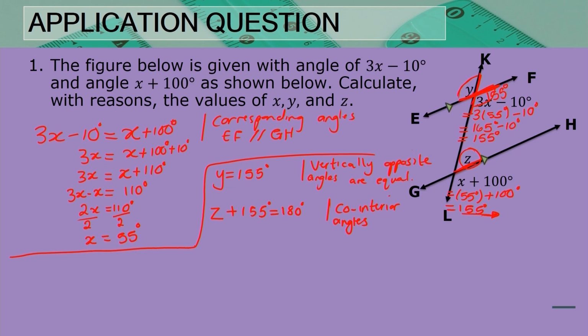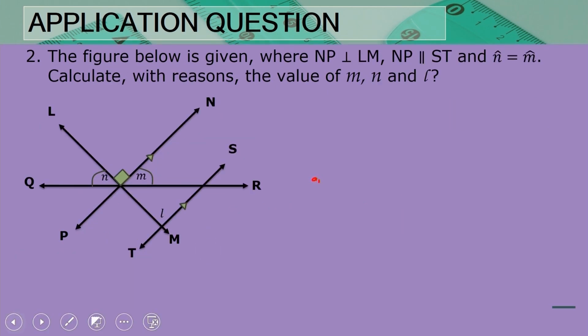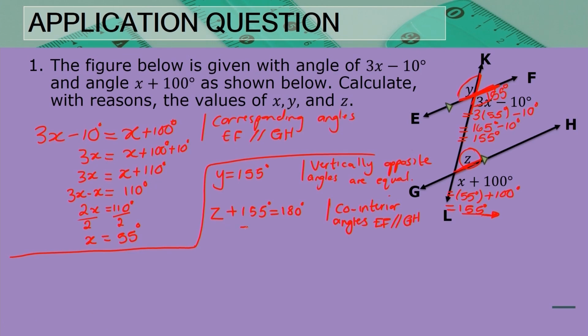And they are only supplementary because EF is parallel to GH. So what does this mean? If we want Z, we need to use the additive inverse of 155. So we are going to say 180 minus 155 degrees. That means that our Z will be equal to, so what is 180 minus 55?